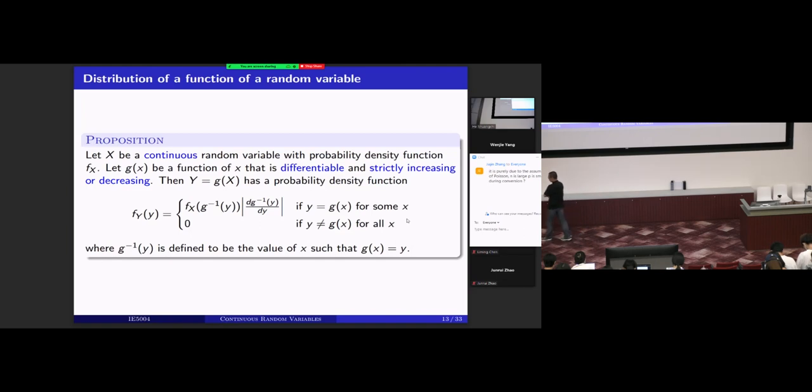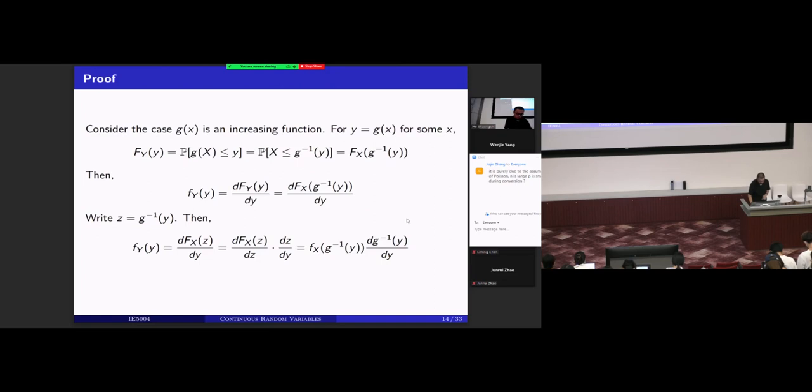This proposition may not seem very simple, but actually the idea is just the same as we discussed just now. First, we find the CDF of a function of the given random variable. Then using this CDF, we take a derivative, and we get the PDF. The proof is on the next slide, but because the idea is the same, I won't bother going over the details of the proof. I just leave it to you.